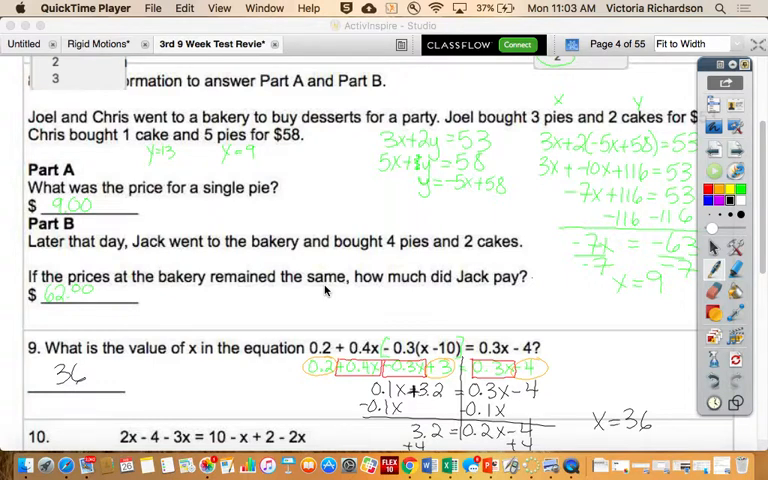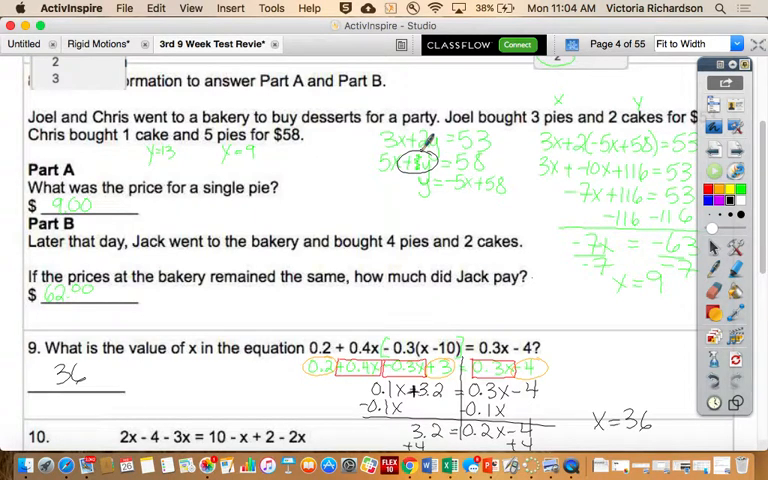So I'm going to start with saying I have 3 pies, so that's 3x. And then I have 2 cakes, which is 2y, equals $53. And then I have 5 pies and 1 cake for $58, talking about Chris. So I have a system of equations because I have 2 equations and each one has a variable. So the easiest way to solve this one is by substitution. Because anytime you have a 1y or a 1x, you should use the substitution method. It's the easiest. So I'm going to solve for this y.